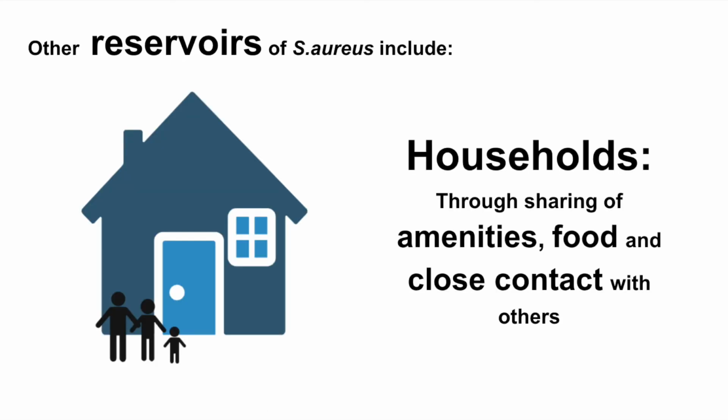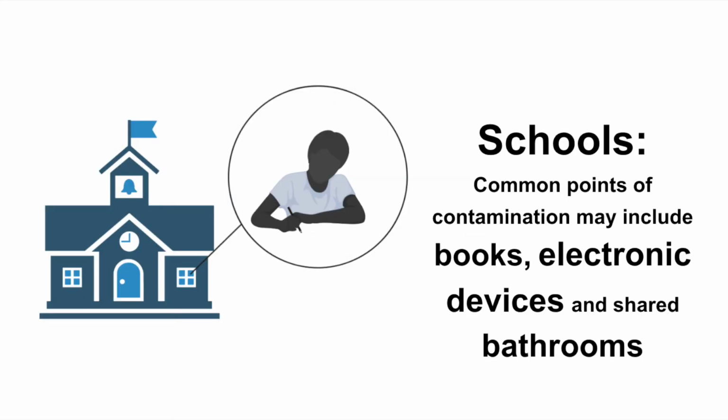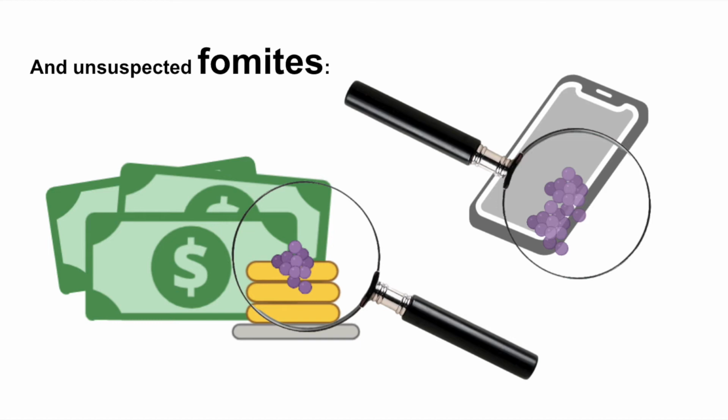However, other common reservoirs include households where food and amenities are shared, fitness facilities often rife with sweat and respiratory droplets across shared equipment, farms, public transport, schools, and fomites, all of which facilitate recurrent infections.